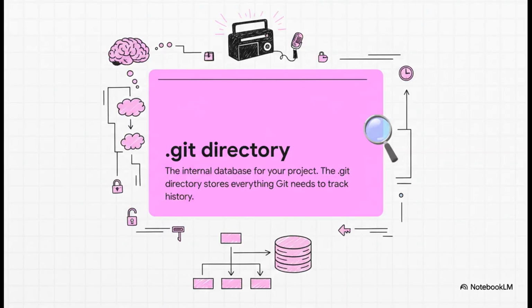The best way to think about this is as your project's black box recorder. You know, like on an airplane? When you type git init, this little folder gets created, and it becomes the entire brain of your repository. It's a database that holds every version of every file, every commit, every branch, literally everything.